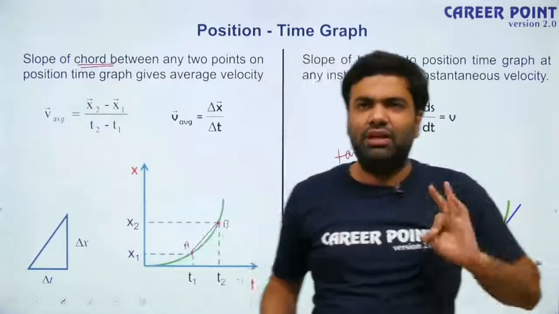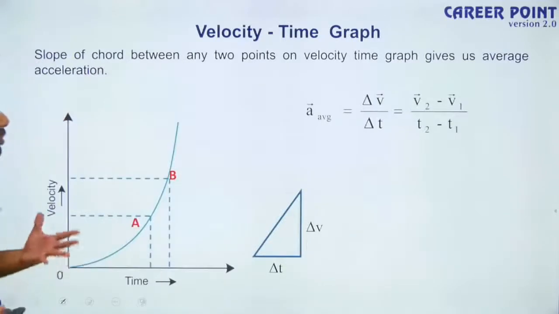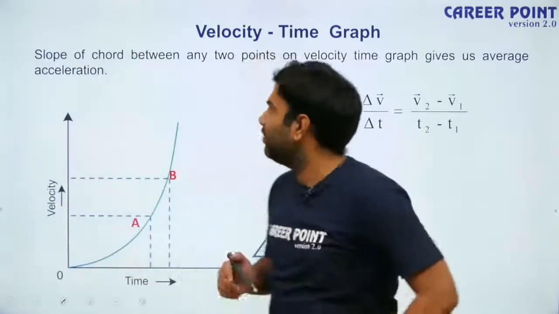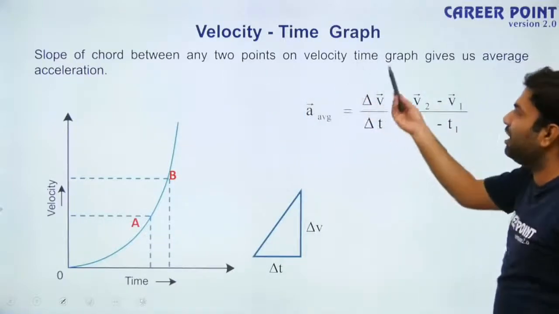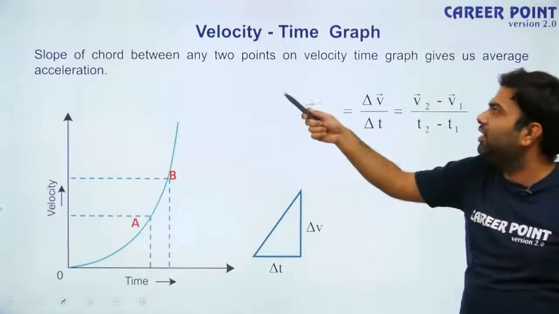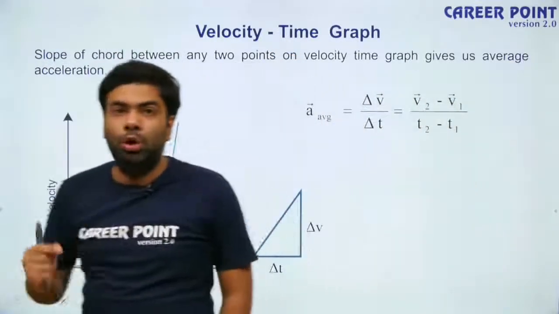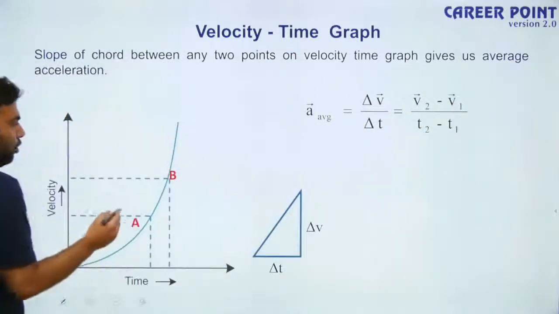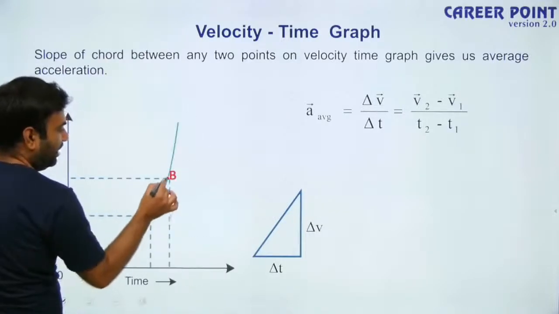This we have covered in the previous class. This is a quick revision because we are going to solve some questions related to this. Now, slope of a chord between any 2 points on a velocity time graph. This was the position time graph. If we talk about the velocity time graph, then slope of chord means, between any 2 points, if you draw a straight line, that is known as a chord.